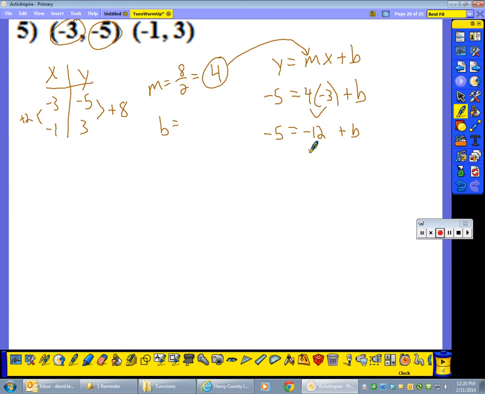Negative 5. So I'm going to add 12 here and add 12 there. A positive 12 and a negative 5 is going to equal a positive 7. So b equals a positive 7. So now my equation looks like this. Y equals 4x, because that's my slope, plus 7.